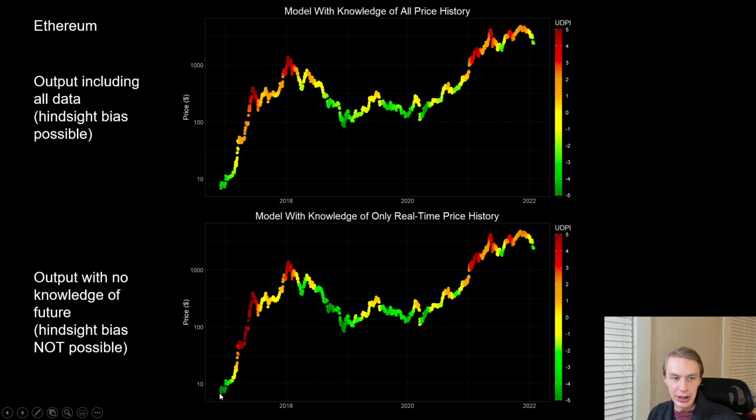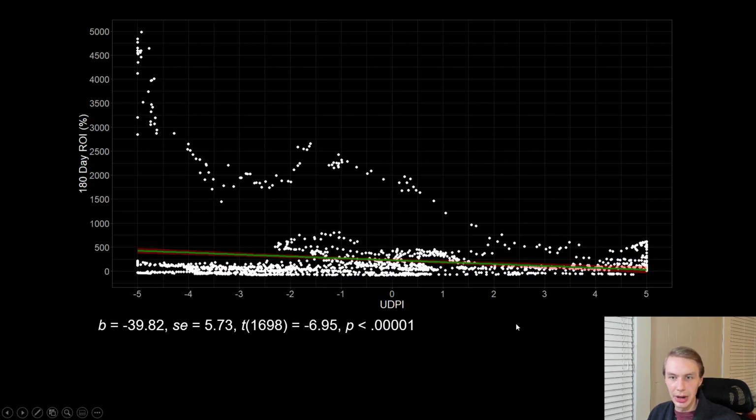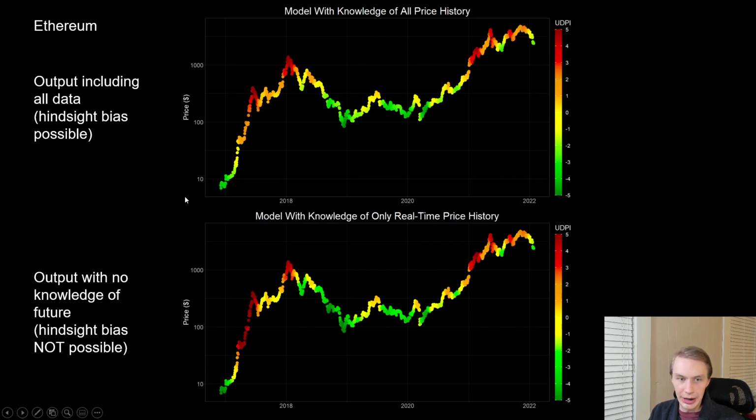If you had built the ETH UDPI back here, it would have been giving valuable information the entire time through to today. So let's look at the different ROIs now for ETH. So 180-day, we see a similar thing that we saw with Bitcoin, although interestingly, we actually see sometimes where we're getting these really high ROIs off of -5 for ETH, and I suspect that's coming off of here, right? This is a really hot, low UDPI level here.